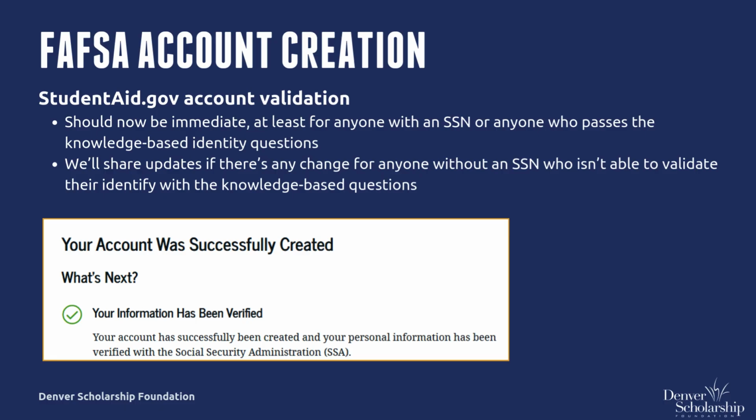If they get a message saying that there wasn't a match with the Social Security Administration, that is a good indication that they probably mistyped their social. So they should follow up right away to correct it, because that can cause some delays and complications in the process. And it's something that it's much easier to take care of right away.